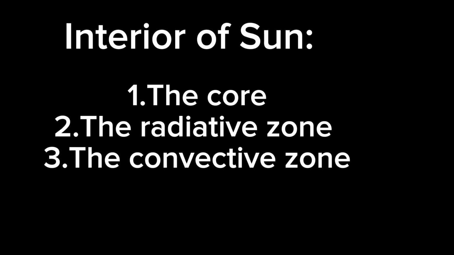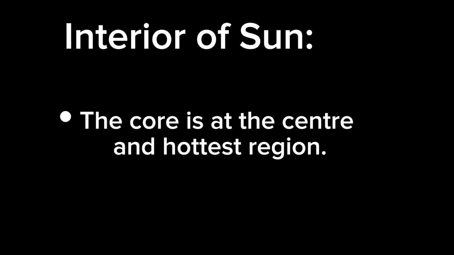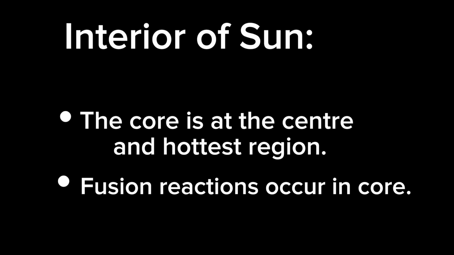Now I am going to tell you about the sun's interior. There are three main parts of the sun's interior, which are the core, the radiative zone, and the convective zone. The core is at the center. It is the hottest region where the nuclear fusion reactions that power the sun occur. Here the point is that the core is the hottest region of the sun's interior, and fusion reactions occur in this region.